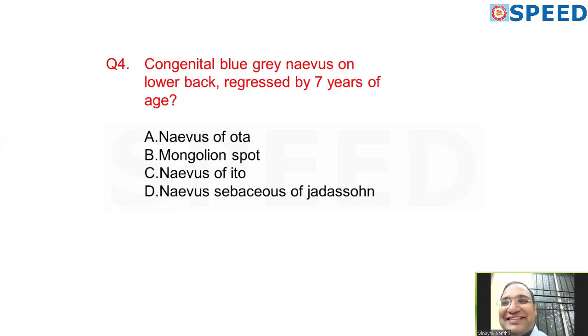This has been discussed in the chapter of general surgery on subcutaneous lesions in Bailey and Love. A congenital blue-gray nevus on the lower back regresses by 7 years of age. What could be the answer? So these are the question and options given to me. Yes, the right answer is Mongolian spot. Excellent. Mongolian spot is the right answer.